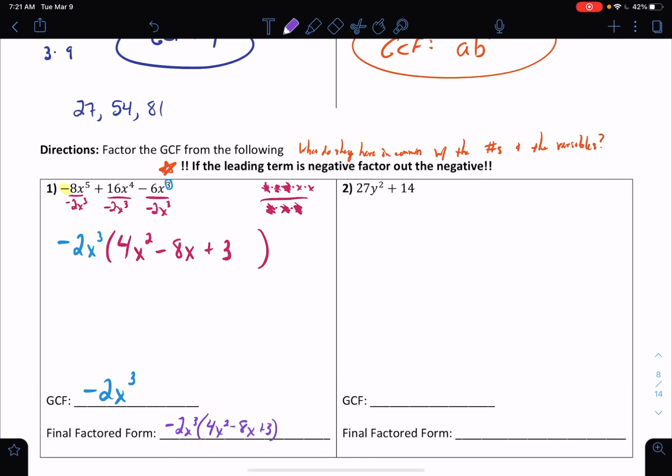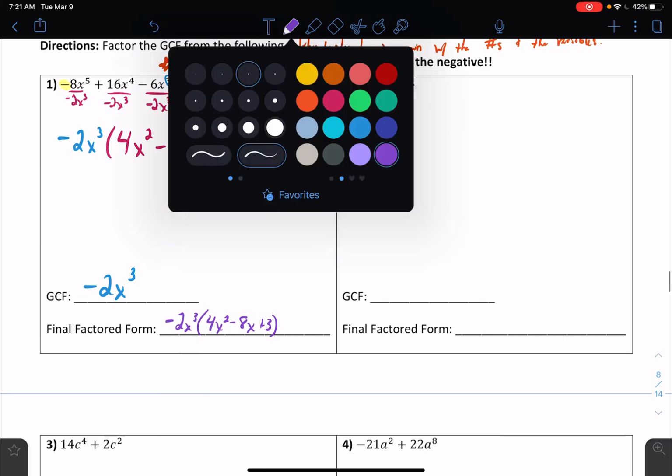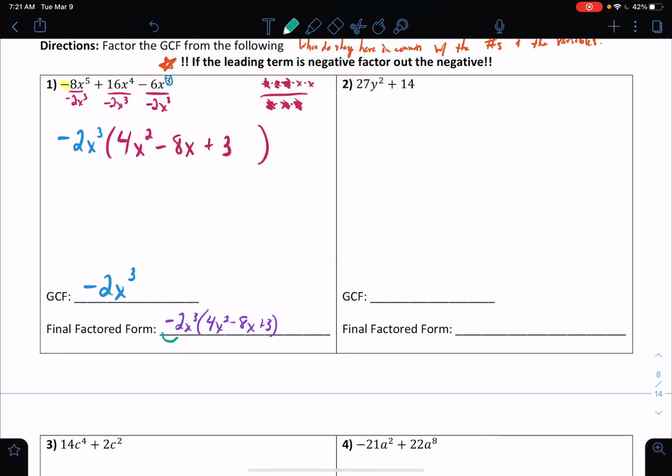Okay, so this is a factor, and this is a factor, because those are the two quantities that we are multiplying together. All right, now look at what's remaining. This is called the remaining factor.